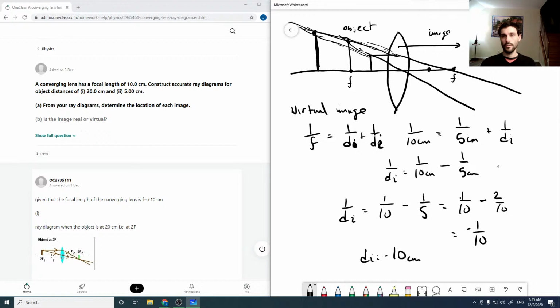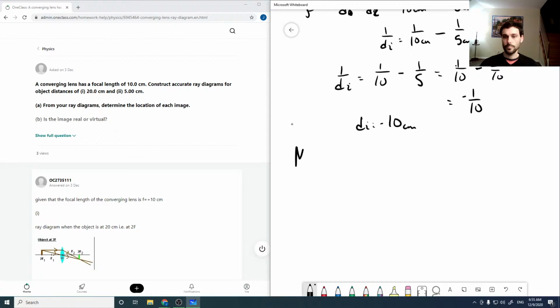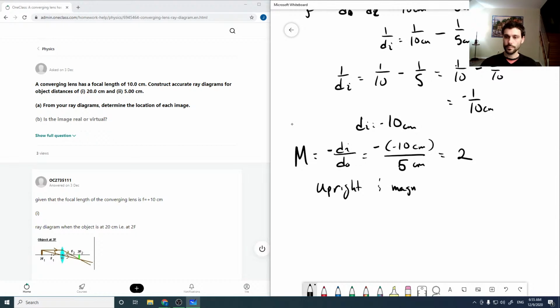I must have been trying to push it, so I guess it should be there. So now if we do our magnification, minus di over d naught, minus minus 10 over 5, which is equal to 2. So it's upright and magnified. And it's a virtual image because we're on the negative side, or the opposite side that we would expect.